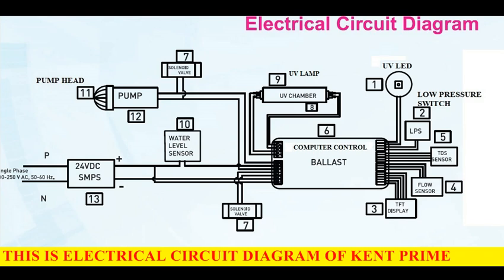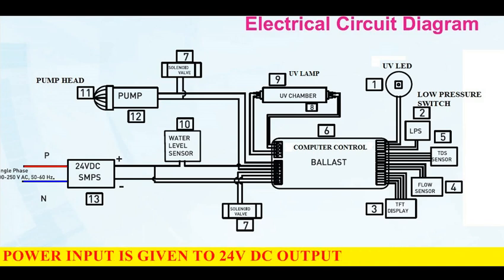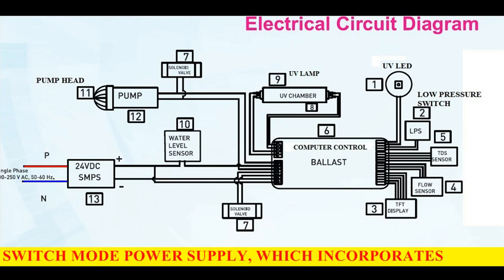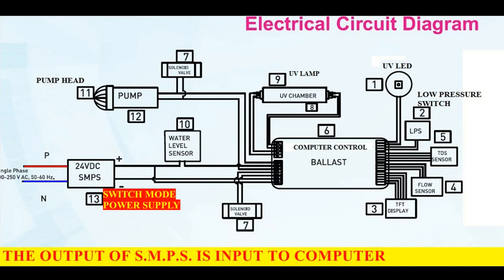This is the electrical circuit diagram of Kent Prime Plus R.O water purifier. 250 volts 50 Hz AC power input is given to 24 volts DC output switch mode power supply, which incorporates a switching regulator to convert AC to DC electrical power efficiently. The output of SMPS is input to computer control ballast.